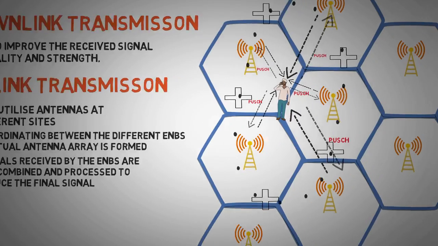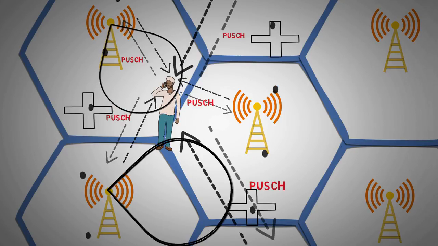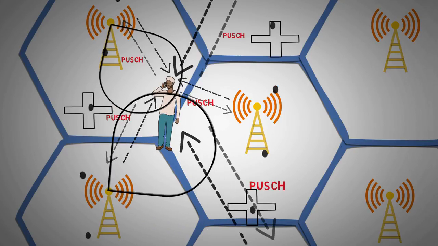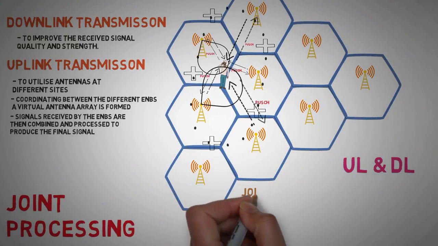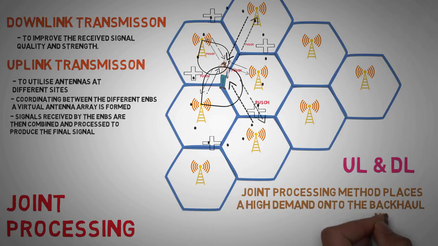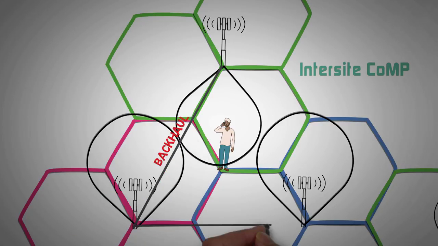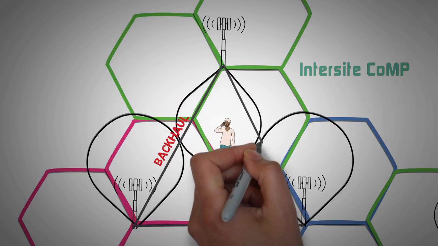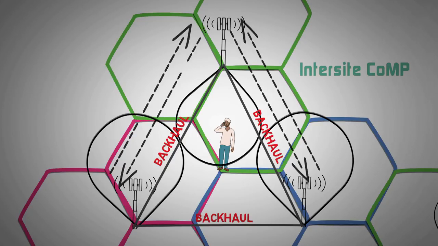This technique allows for signals that are very low in strength or masked by interference to be received with few errors. In both uplink and downlink, the joint processing method places a high demand on the backhaul network. A lot of data needs to be exchanged between the coordinated eNode Bs. Depending upon the number of eNode Bs involved, this data may be double or triple.